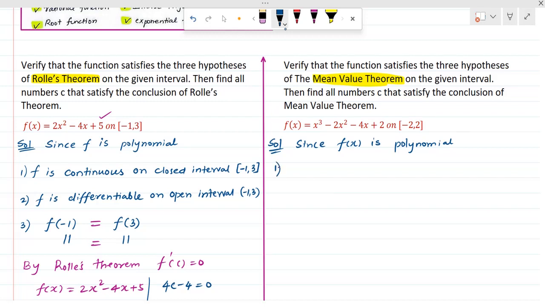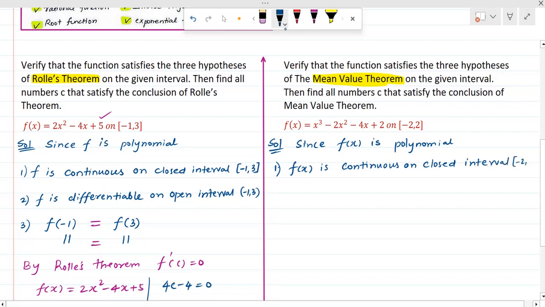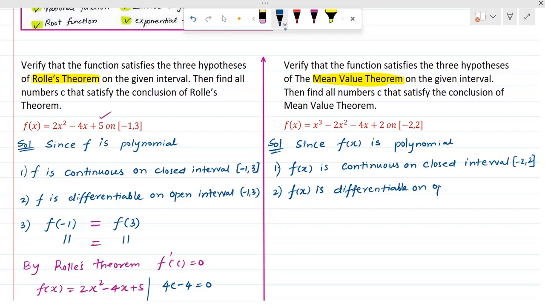The first condition is true. So f of x is continuous on the closed interval. What is the interval? Minus 2 comma 2. And number 2, f of x is differentiable on the open interval minus 2 comma 2.